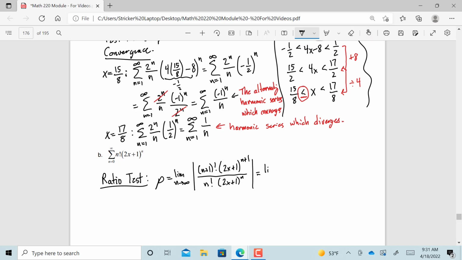And so let's go ahead and take this limit. Let's simplify what we have inside the absolute value. We're going to have the n plus 1 factorial over n factorial simplify down to n plus 1. And we know 2x plus 1 to the n plus 1 over 2x plus 1 to the n is just going to leave us with 2x plus 1. And again, we can pull the part out that does not involve n. So we can pull the x part out. So we have the absolute value of 2x plus 1 times the limit as n approaches infinity of n plus 1.